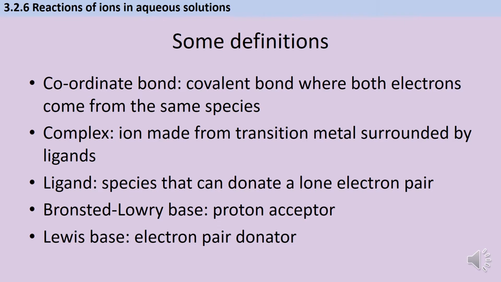Before we get into the meat of the AQA A-level chemistry specification, it's worth recapping some definitions that are important for this video. A coordinate bond, sometimes called a dative covalent bond, is a covalent bond, so a bond in which there's a shared pair of electrons, but both of those electrons have come from the same species. A complex is an ion made from a transition metal, either an atom or an ion, which is then surrounded by some ligands. And ligands are species that can donate a lone electron pair. So that could be something like water or ammonia or a chloride ion. A Bronsted-Lowry base is a proton acceptor, and a Lewis base is an electron pair donor.